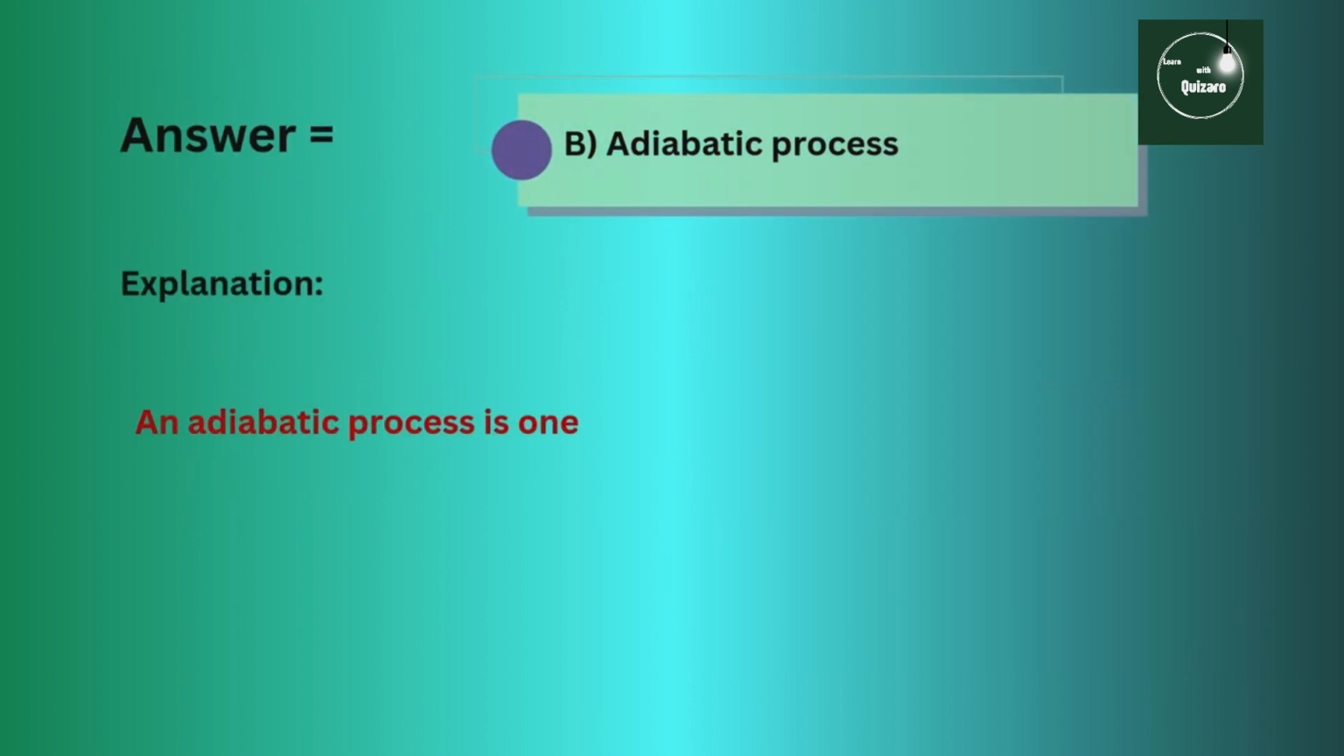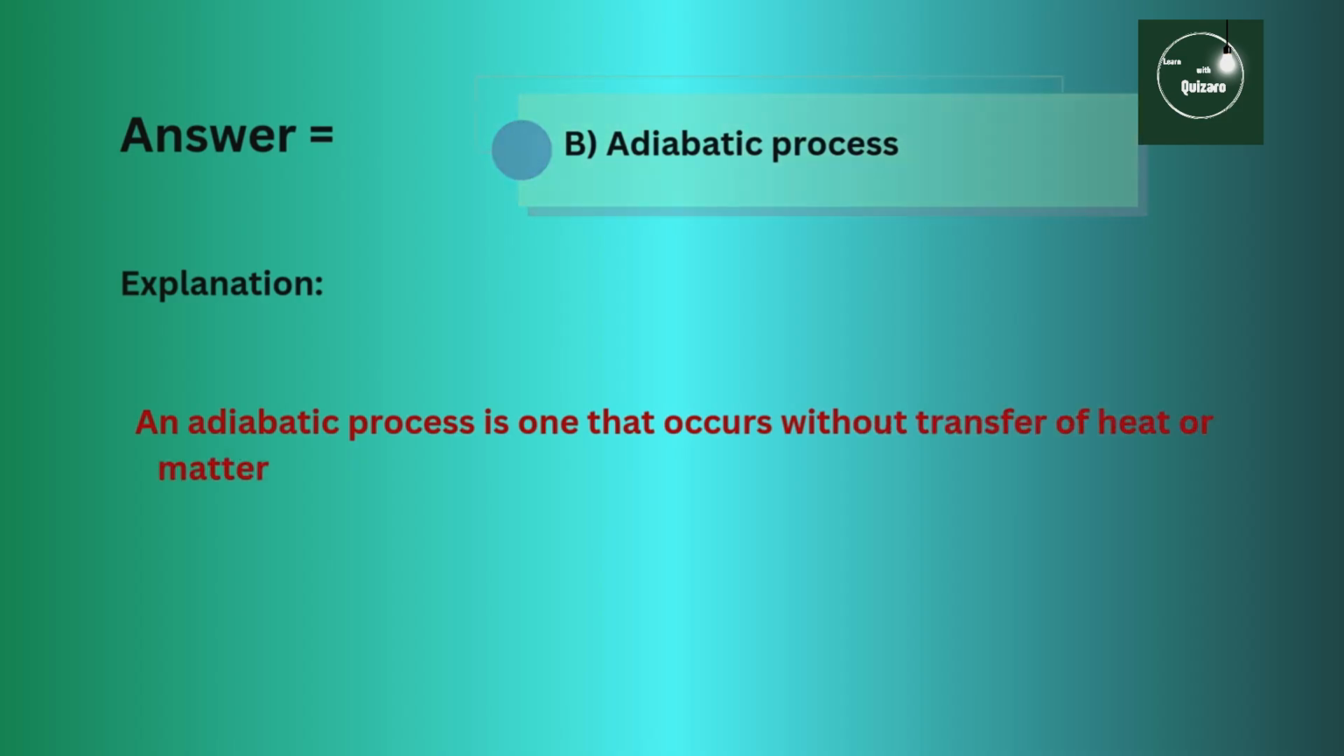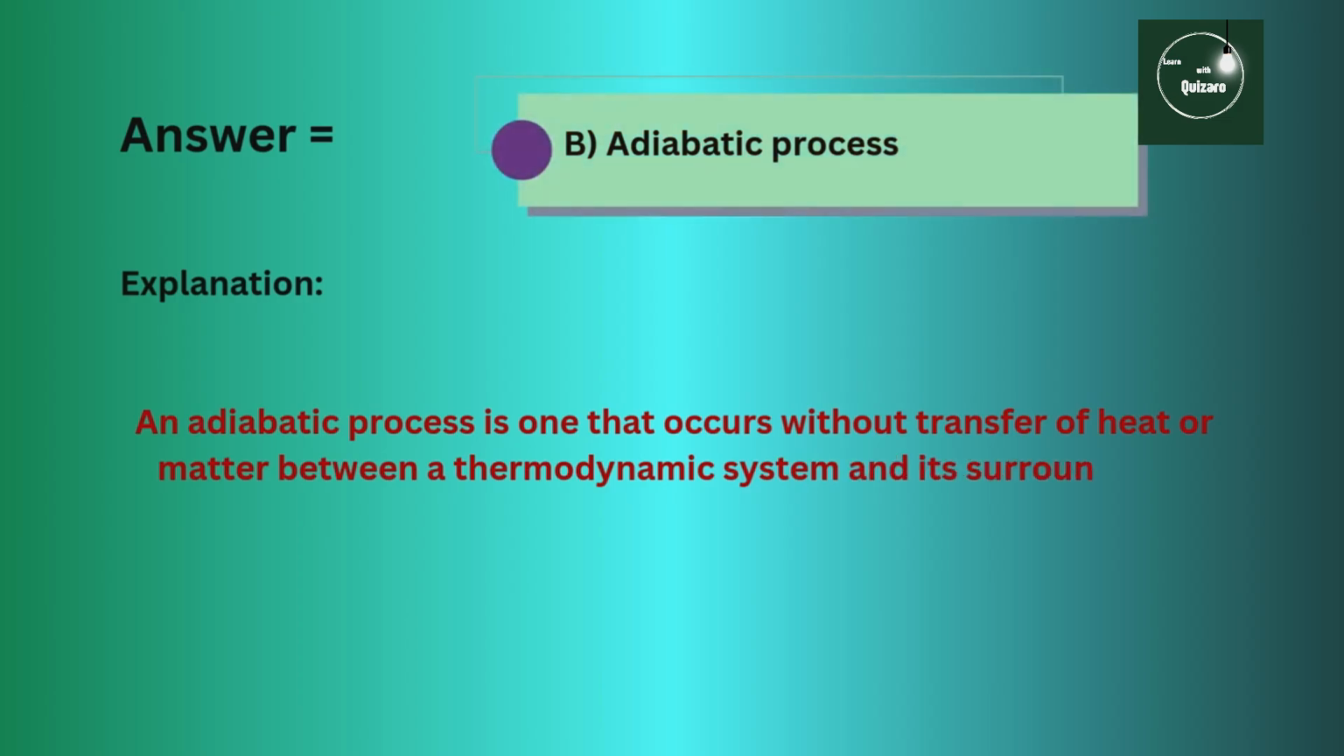Answer is B. Adiabatic process. An adiabatic process is one that occurs without transfer of heat or matter between a thermodynamic system and its surroundings.